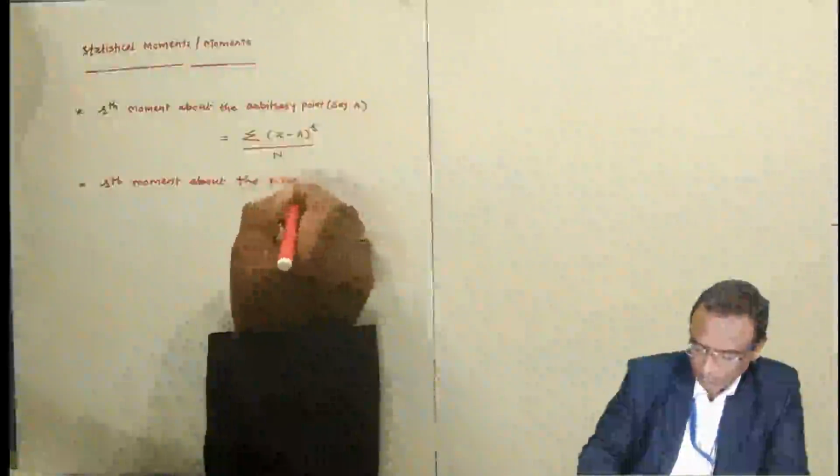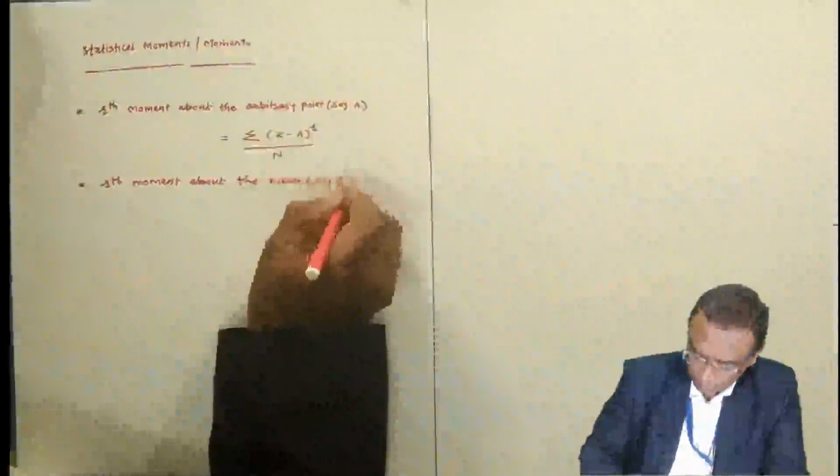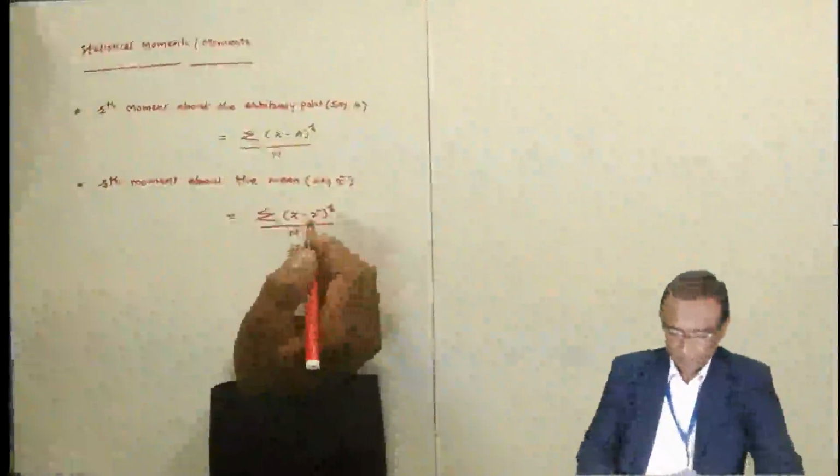Then the rth moment about the mean of the data points, say x bar, is summation of (x minus x bar) to the power r, divided by n. Here, rth moment about the mean and rth moment about an arbitrary point, for the sake of simplicity, I will denote the arbitrary point one by mu dash r, and the mean one I will call mu r. It is fully dependent on us how to denote it.